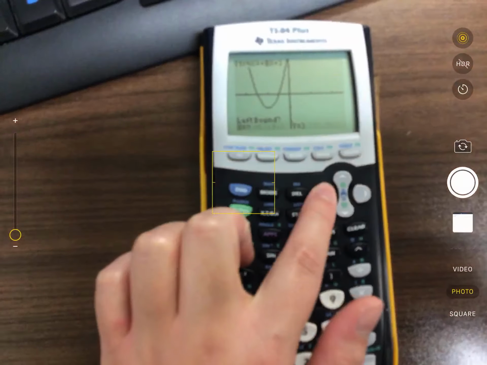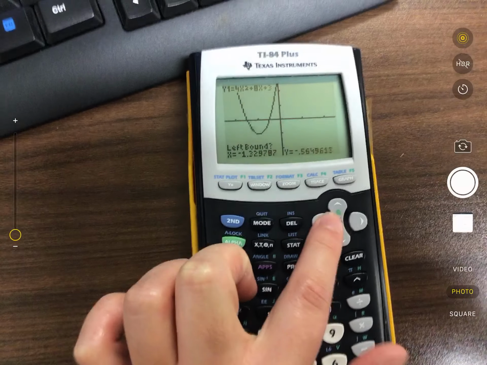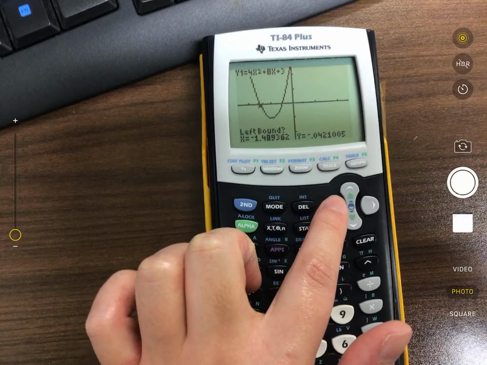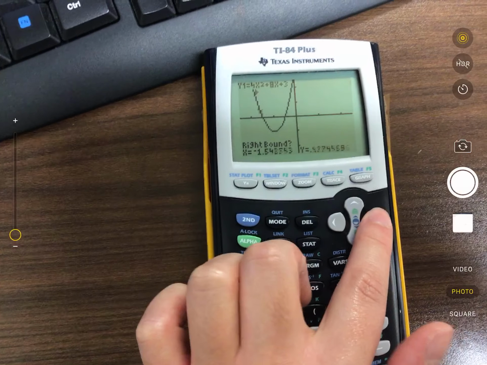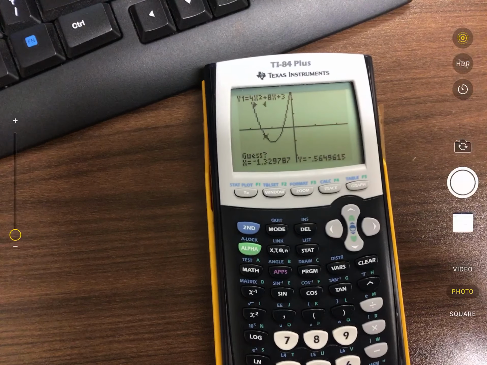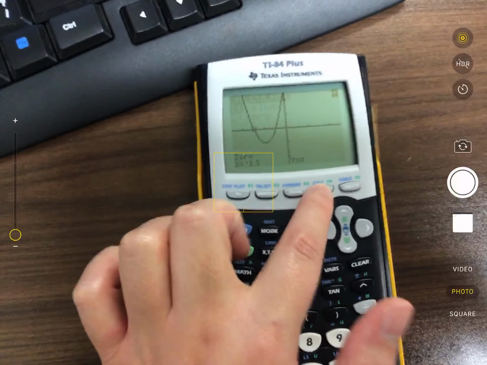I hit zoom 2 to zoom in and hit enter. So it looks like I have two x-intercepts there. Again, we do second trace 2. Get my blinky spider over to one of them. I always do my left one first just because, but you could do the right one. Hit the left button 3 times, enter, right button 6 times, enter, hit enter one more time. X is equal to -1.5.